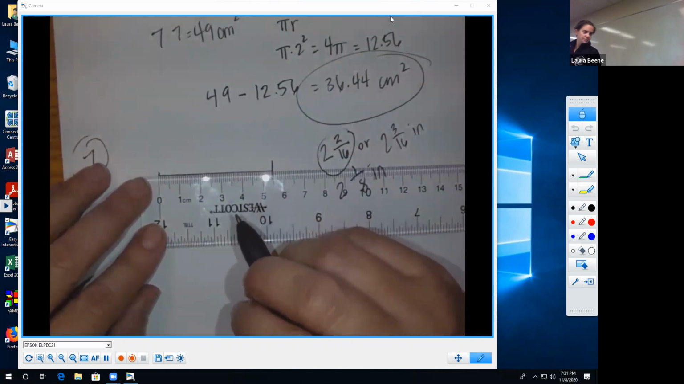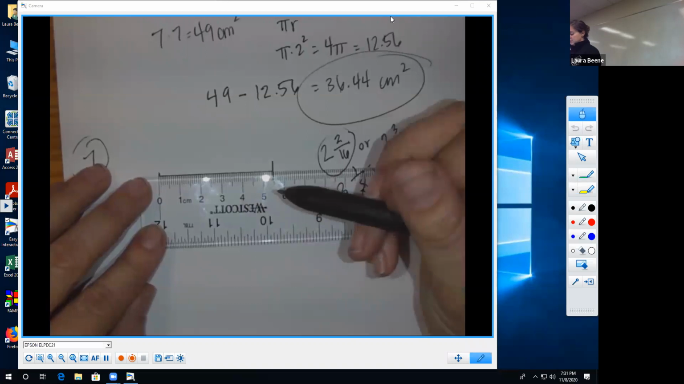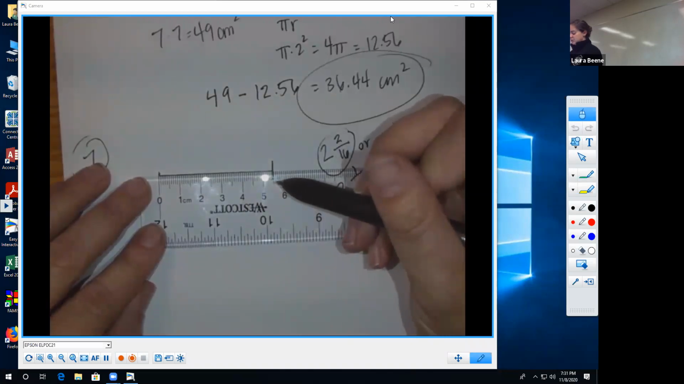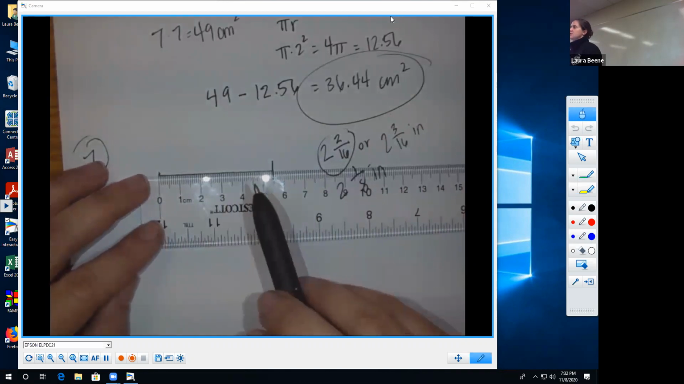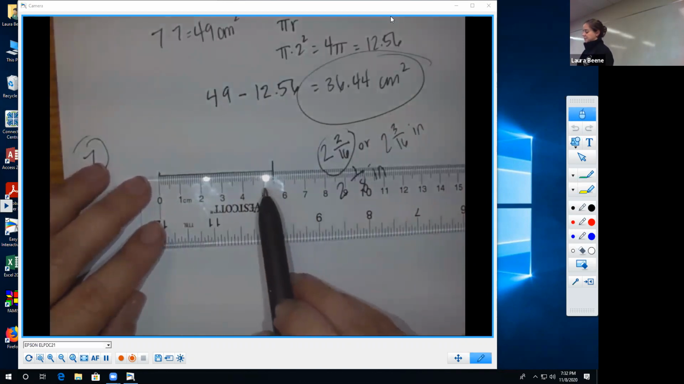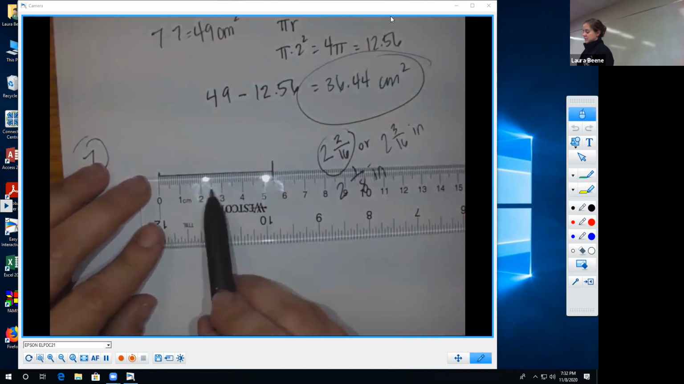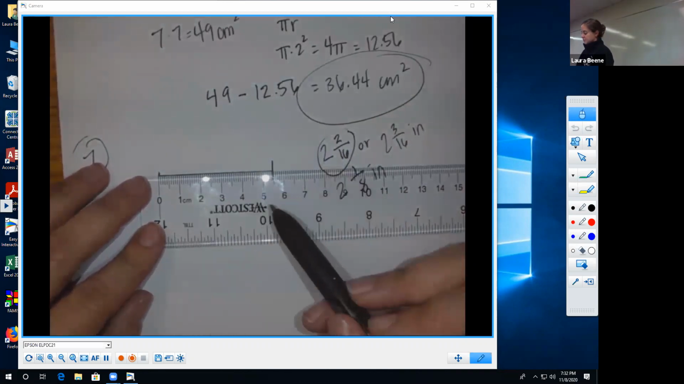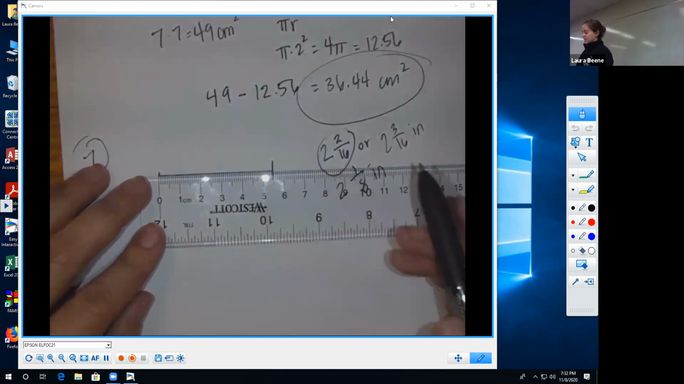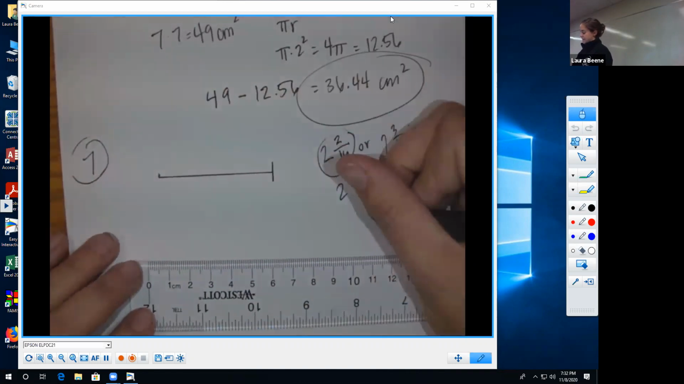So you could use fractions to do this if you wanted to, but the nice thing about centimeters and millimeters is that there are 10 spaces in between each number. So you can use decimals here pretty easily. So this would be 5.5 centimeters.